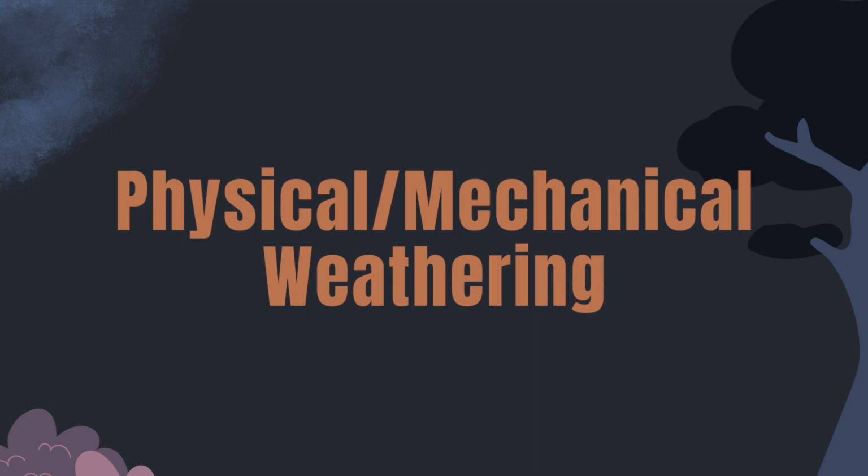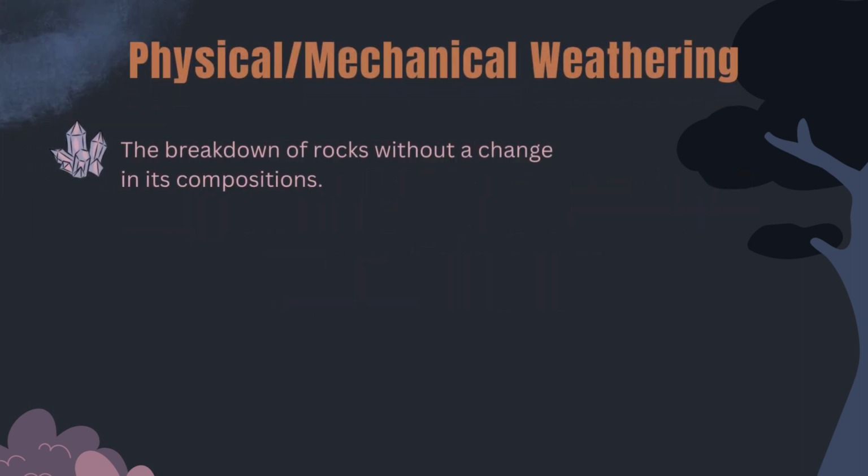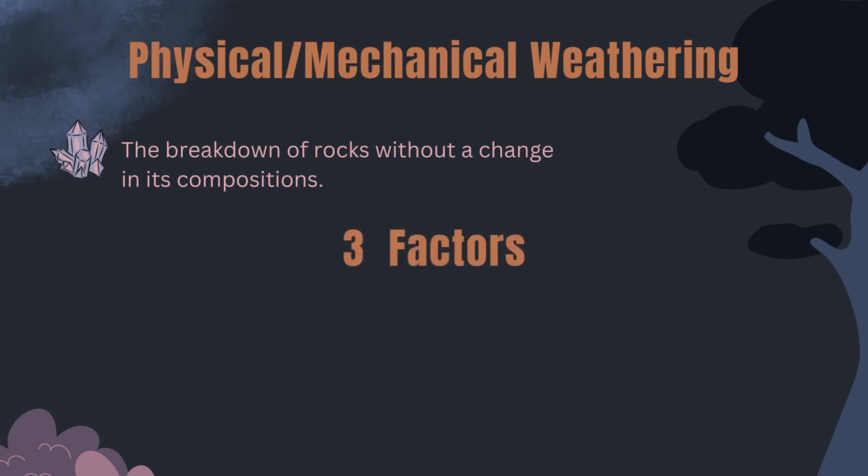Physical or mechanical weathering. The breakdown of rocks without a change in their composition is a process that causes the disintegration of rocks, minerals, and soils without chemical change. It's the process by which rocks break down or change shape and texture by external force. Frost weathering is an important form of physical weathering. There are three types of physical or mechanical weathering.